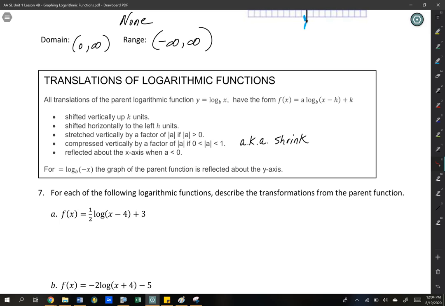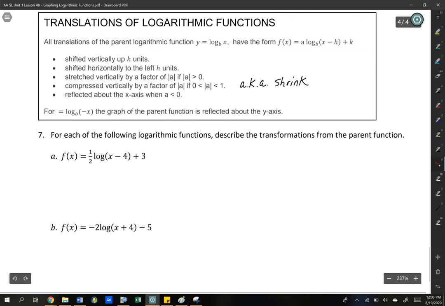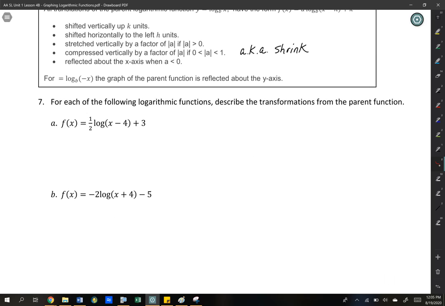Now, this shouldn't be too intimidating because we did a lot of translations with functions in Algebra 2, and translations of functions work the same no matter the function. All right, so hopefully most of this is familiar to you. So let's go over letters A and B. For each of the following logarithmic functions, describe the transformations from the original parent function.